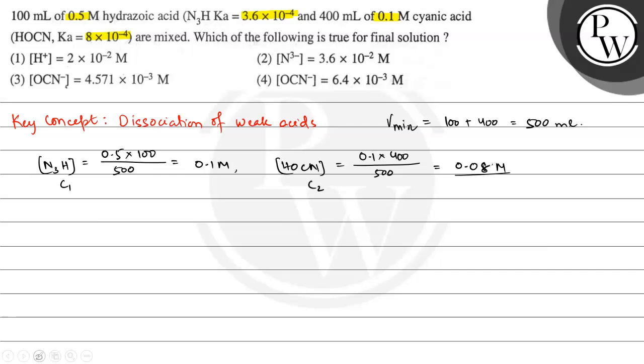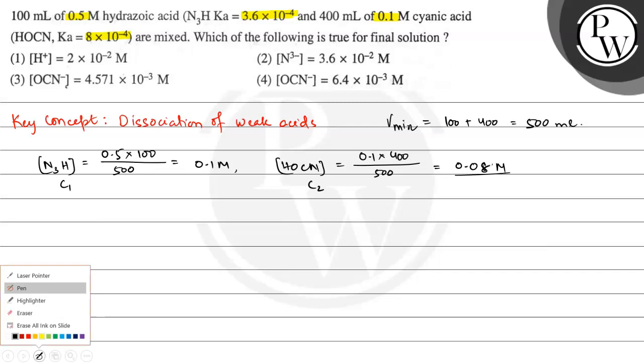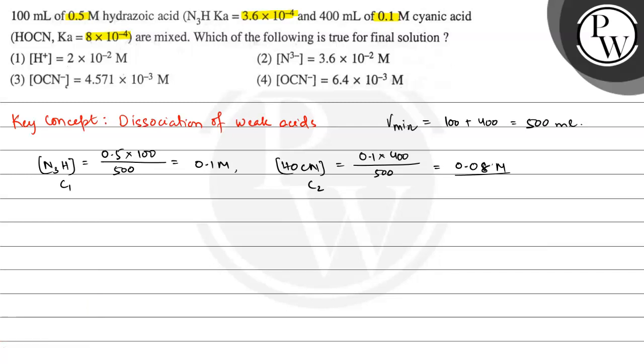Now हम इनके इक्विलिब्रियम एक्सप्रेशंस को देखते हैं. So इसके जो इक्विलिब्रियम एक्सप्रेशंस हैं, for N3H we have N3H is in equilibrium with H plus plus N3 minus, and HOCN is in equilibrium with H plus plus OCN minus. Let us say we had C1 concentration of N3H at first, जिसमें से कि C1 alpha amount of N3H dissociate हो चुका है. So let it be C1 alpha 1.